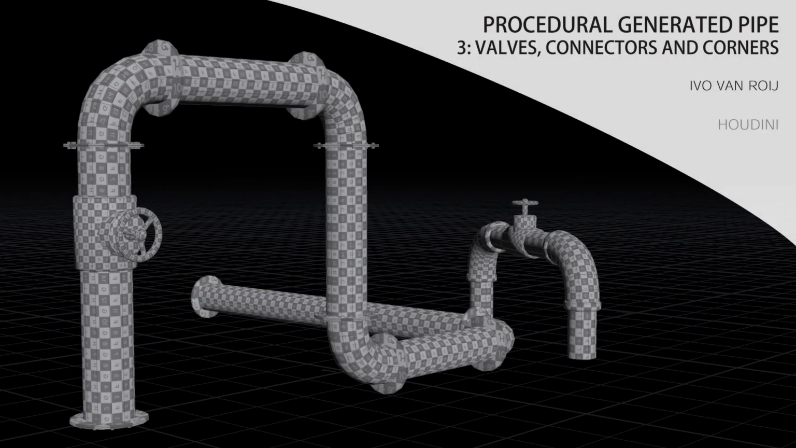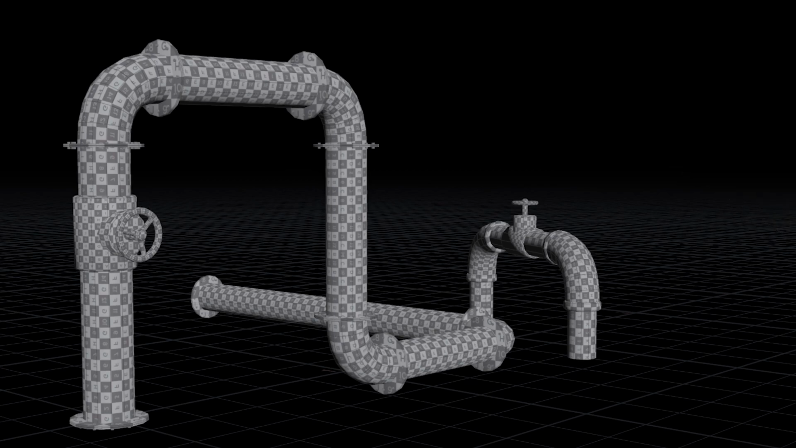Hey guys, in this part 3 of the tutorial, we're quickly going to create some corner pieces and valves. And the valves I'm going to create using multi-parameters, so we can actually have more stuff on the pipes without stuff moving. So without further ado, let's just dive into Houdini and continue where we left off.